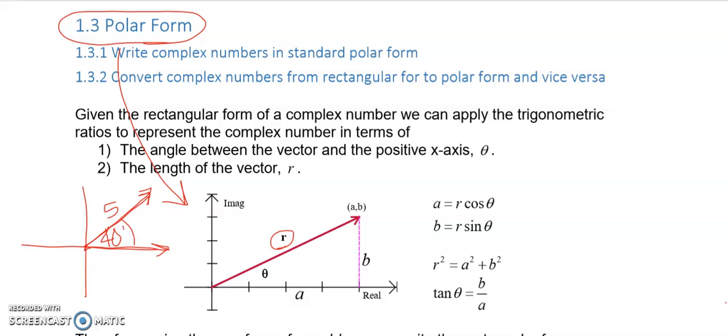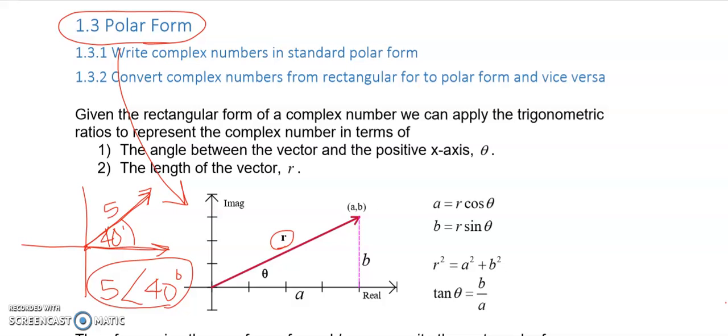Then this complex number, if you were to write it in polar form, the shorthand notation would look like this: 5, which is the length of the vector, and then an angle symbol, because you have to write the angle in standard position after that, and the angle is 40 degrees. So that vector would be represented by 5, angle symbol, 40 degrees, and that's the number in polar form. That's the short version of the polar form.